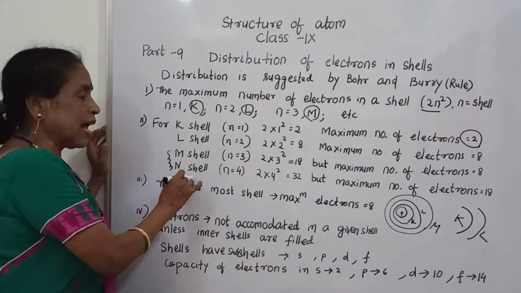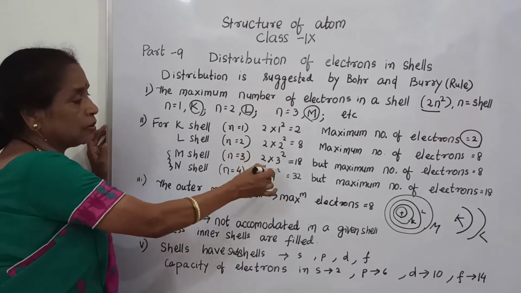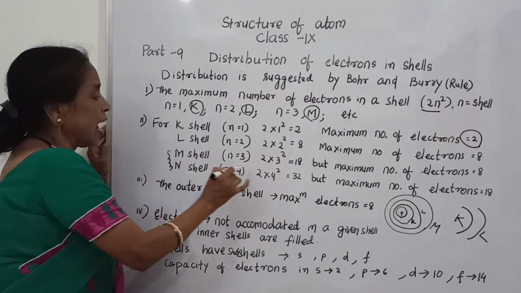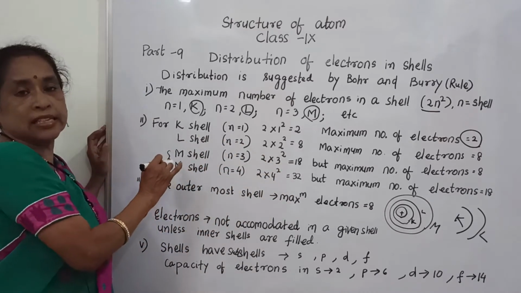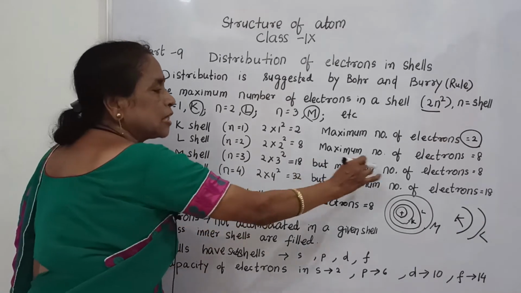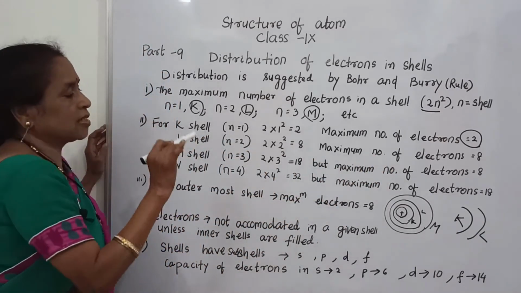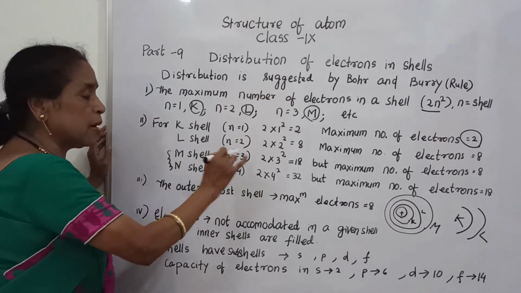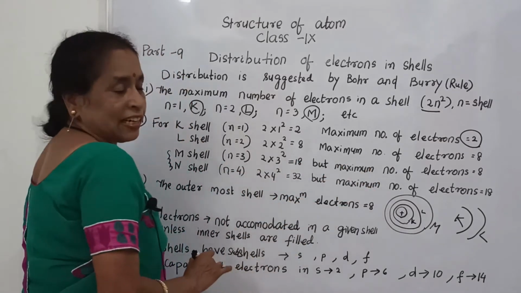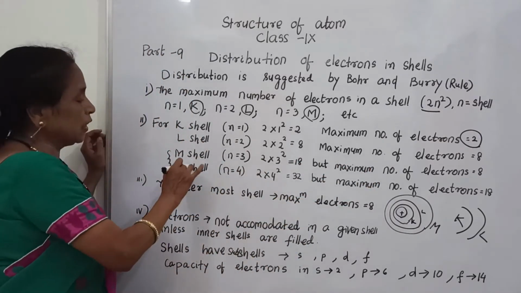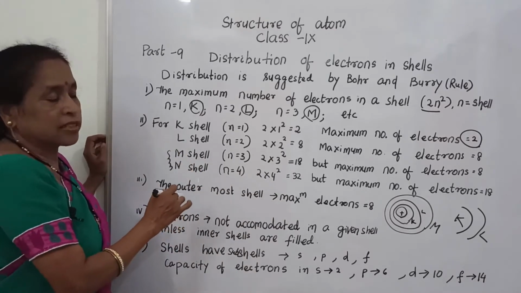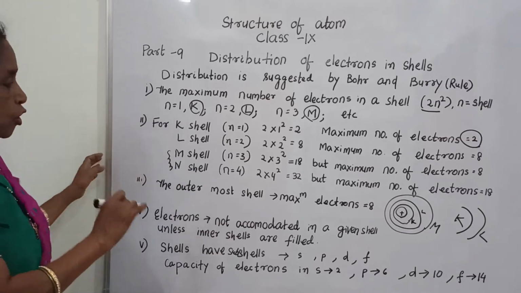For the M cell and N cell, according to the formula the value comes to 18 for M cell and 32 for N cell. But here, in the M cell the maximum number of electrons is 8, and in the N cell it is 18. How these two things can be explained properly will be covered in class 11 science in the chapter atomic structure.